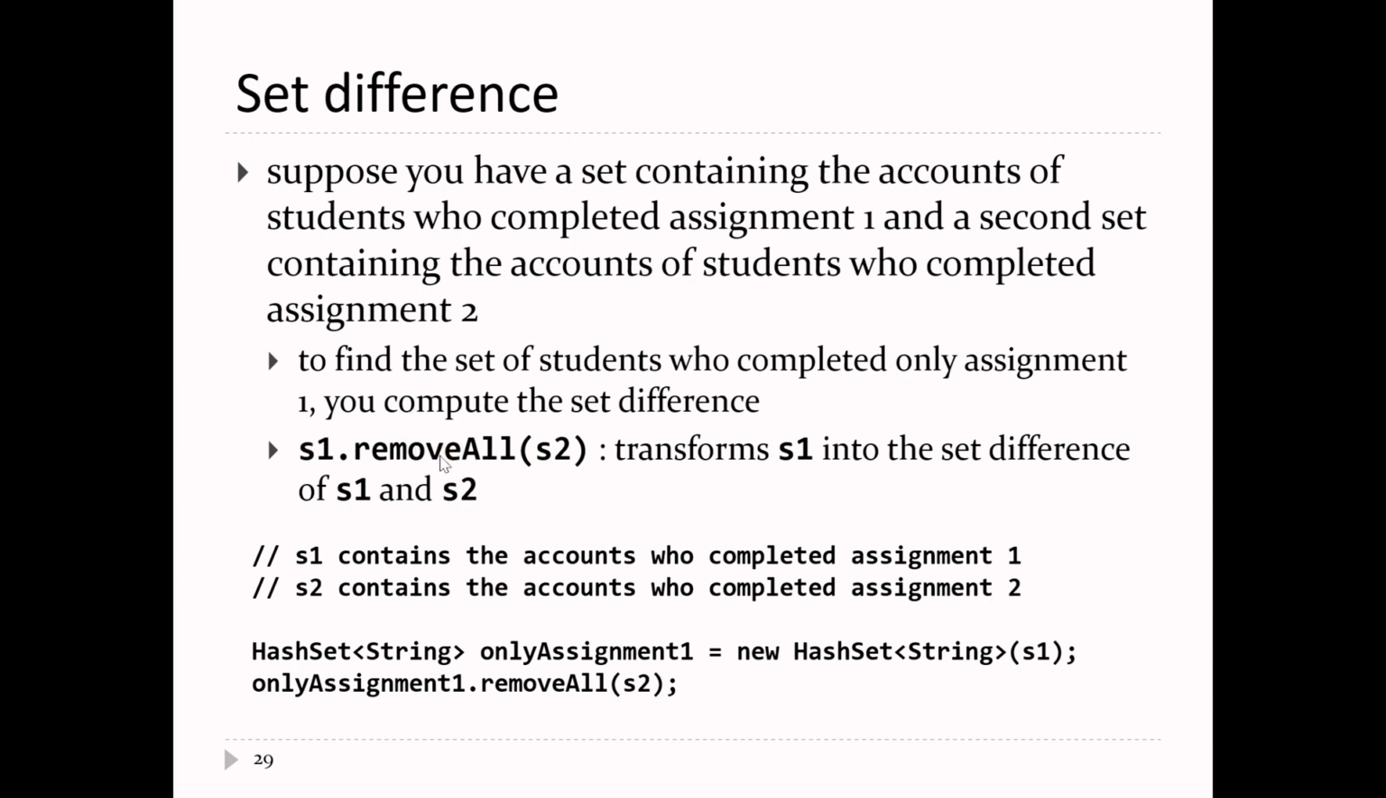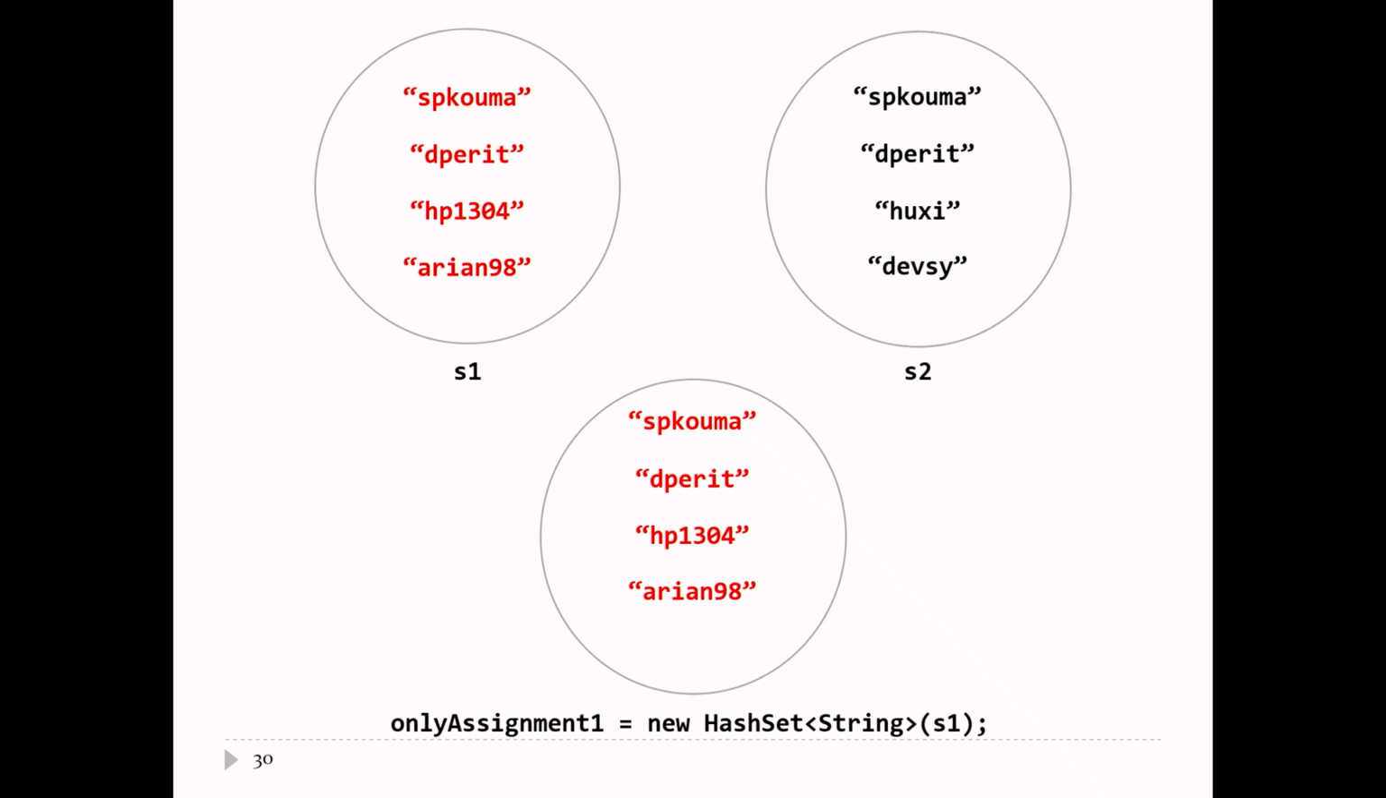If you want the other difference, S2 minus S1, you have to flip those two arguments. So it's the exact same thing. You copy S1, and then you call remove all passing in S2. So who completed only assignment 1? You start with a copy of S1. Now you start to look at S2.